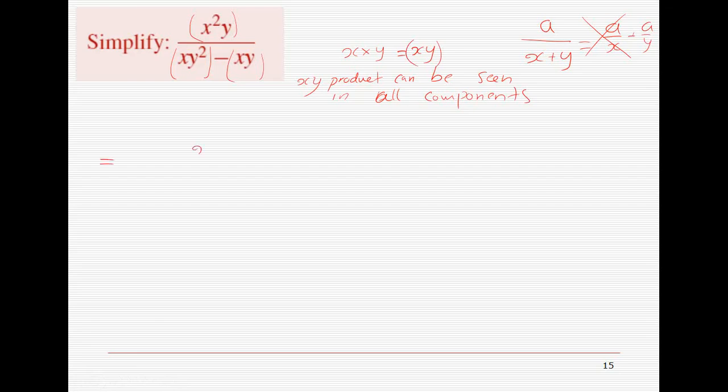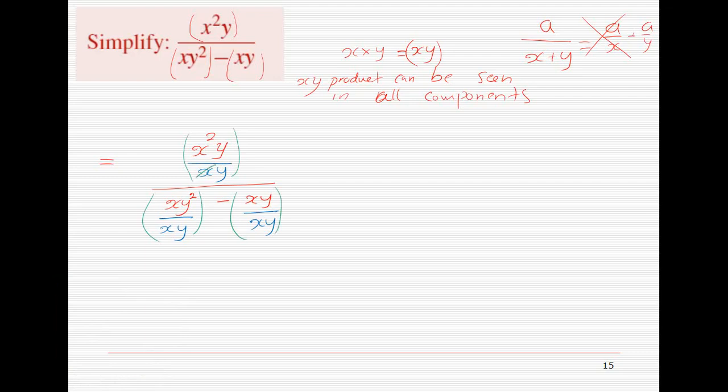So what we can do here is take x to the power 2y as the numerator component, and divide that by xy, because xy is common to all components. We identify the common factor and divide each component in this bigger fraction by that common factor xy. Then we get the bigger division sign. Underneath we have xy to the power 2 minus xy. Each term will be divided by the same common factor xy, right? This is one method of doing it.